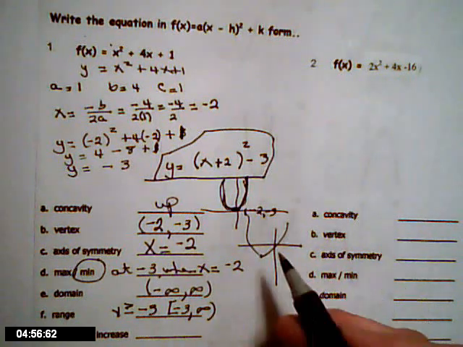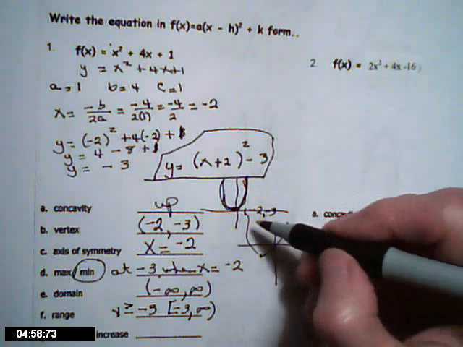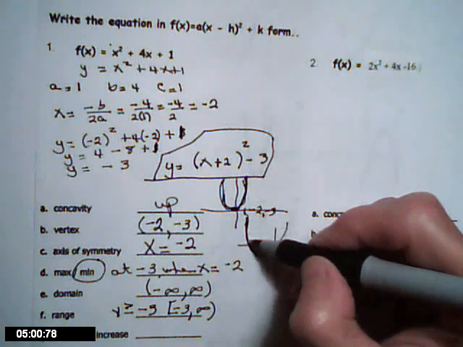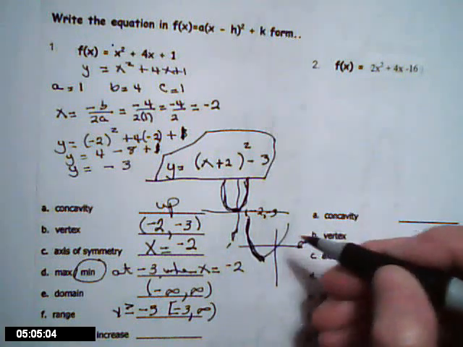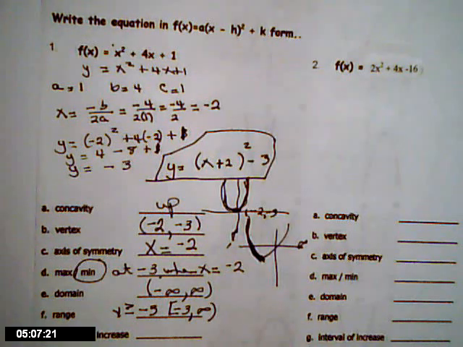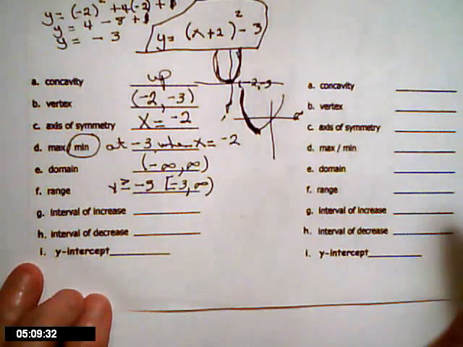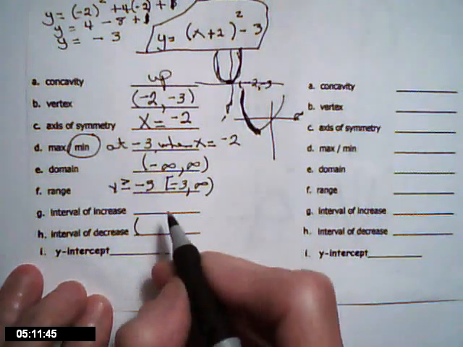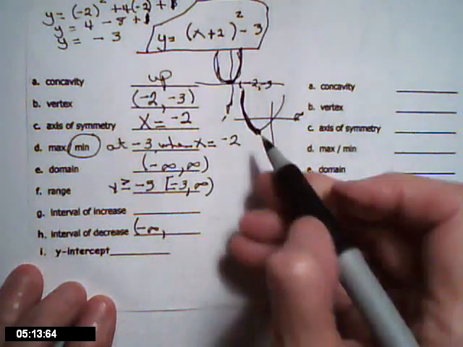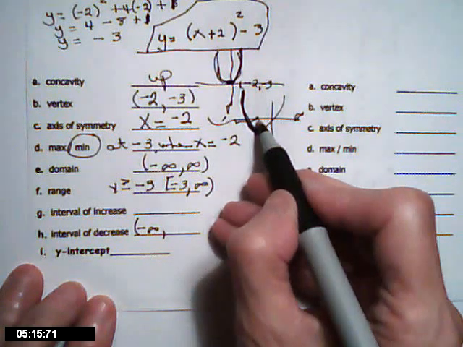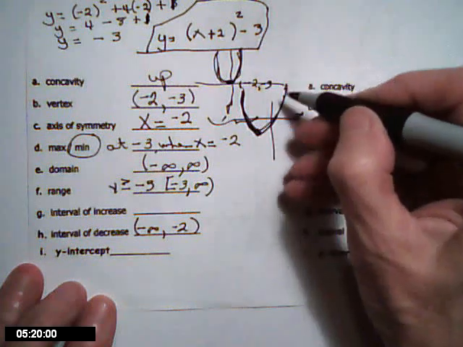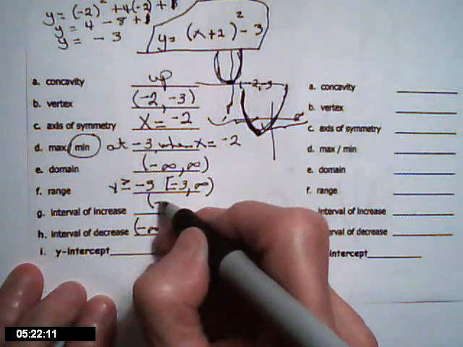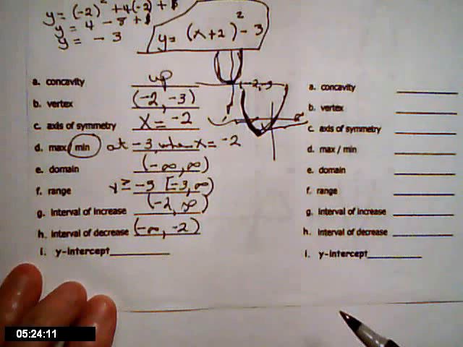Now, interval of increase. Let's look at the graph. We're first decreasing. Remember, from negative infinity to positive infinity. We're first decreasing, so I'm going to put on paper where you can see it. We decrease from negative infinity to this x, which was negative 2. Then my graph increases from negative 2 to positive infinity.